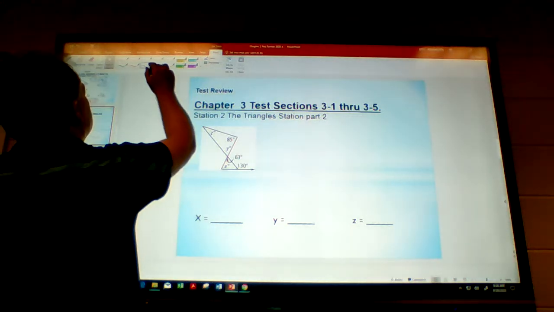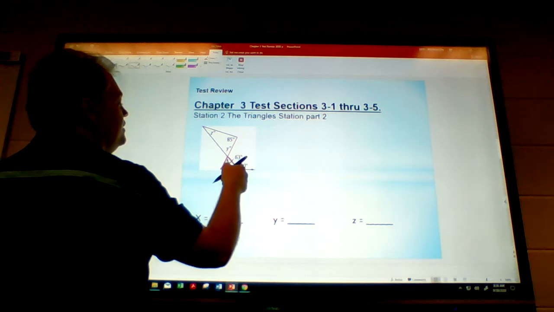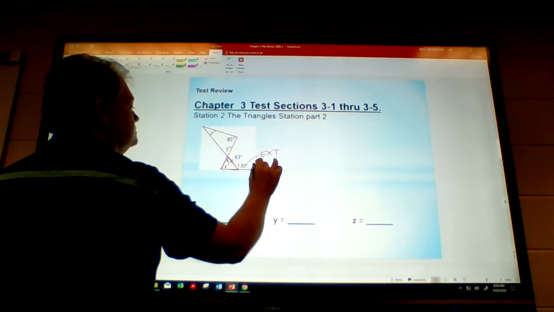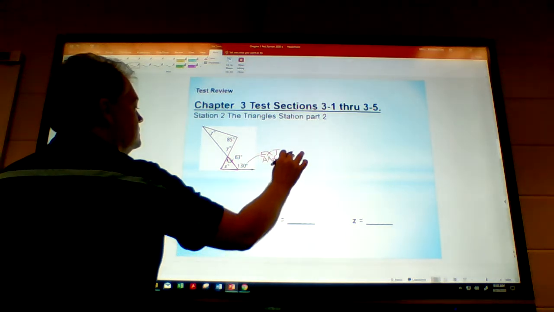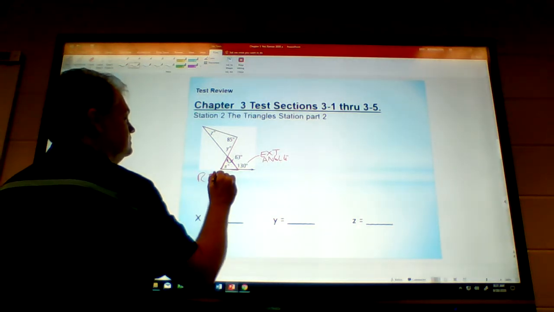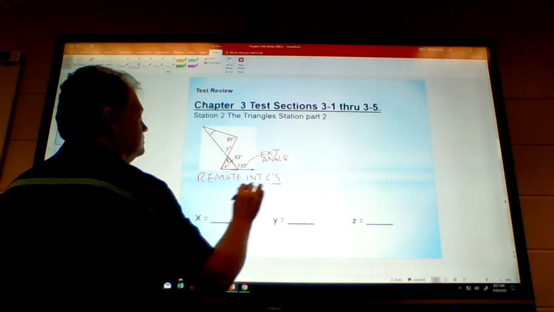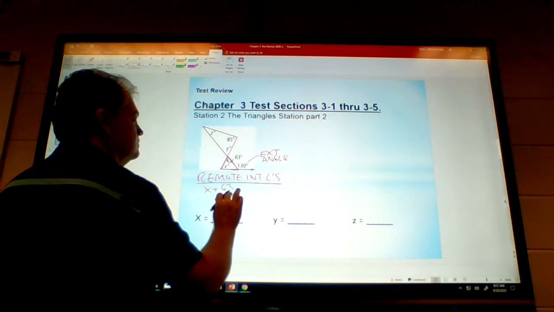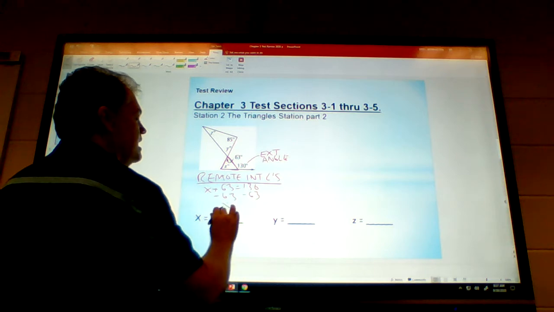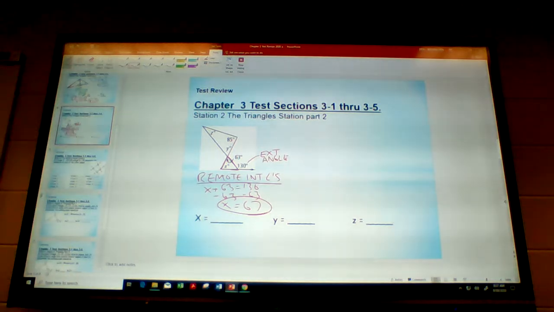Let's look at X. 130 is an example of an exterior angle. X plus 63 is an example of remote interior angles. And then X equals 67. So X has a value of 67. All right.